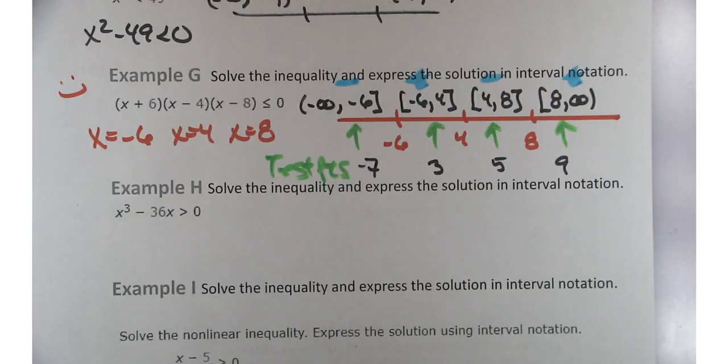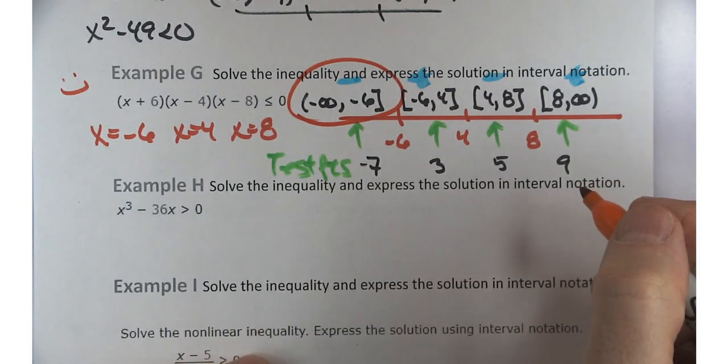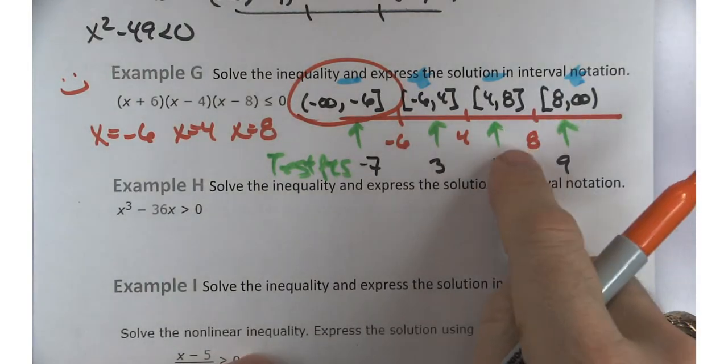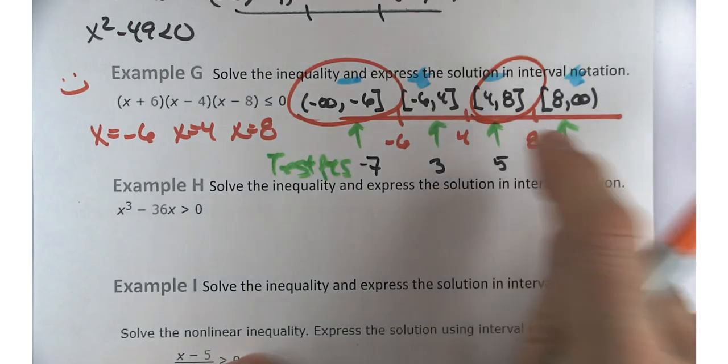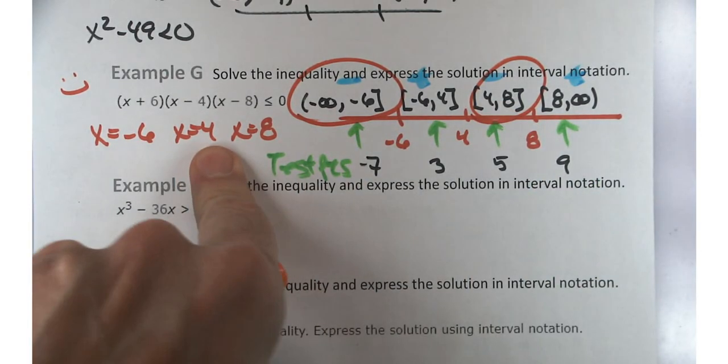Charlie, you guys agree back there? Yeah. What'd you guys get? Negative infinity and -6 bracket. All right, good. Anything else? No. Okay. Is there anything else? Are we good there? 5. Test point 5. All right. So this interval with the test point of 5, yeah. Both of these intervals make this expression less than or equal to 0.